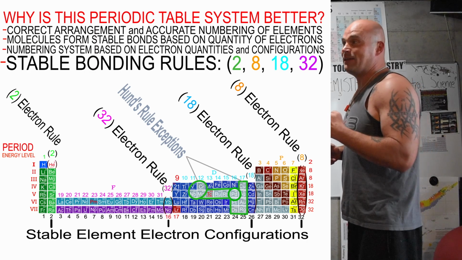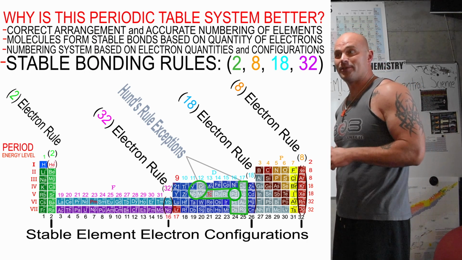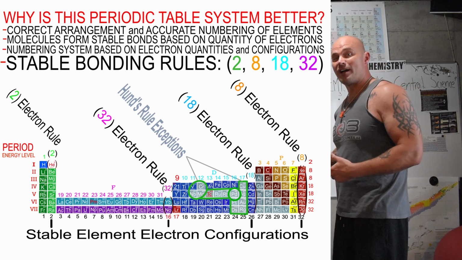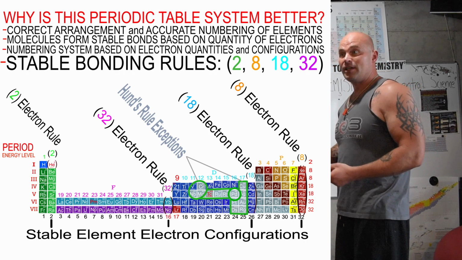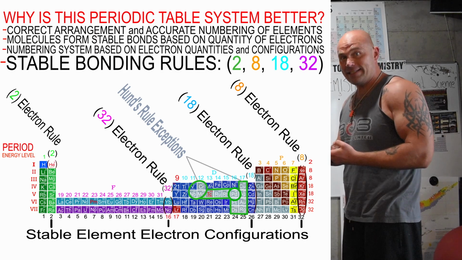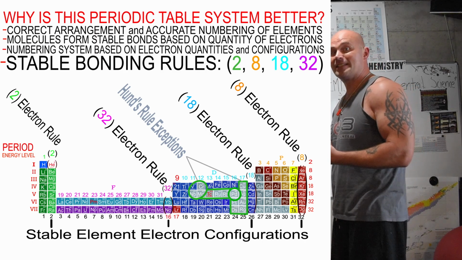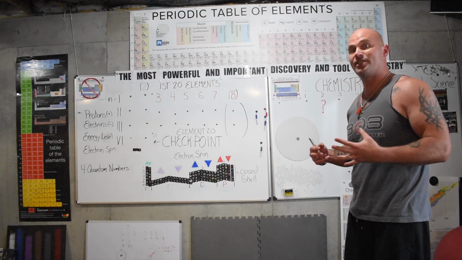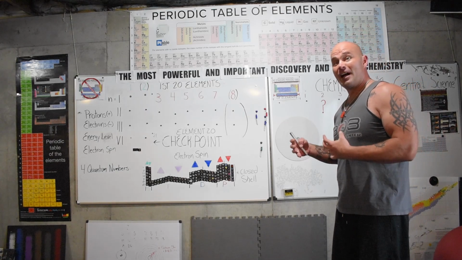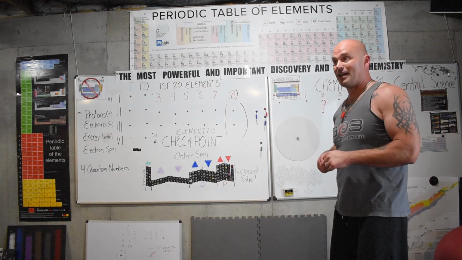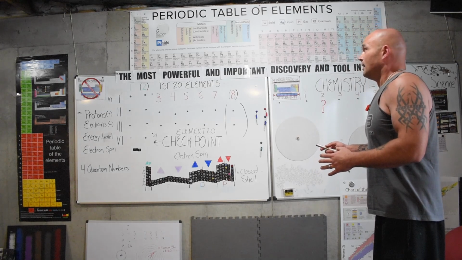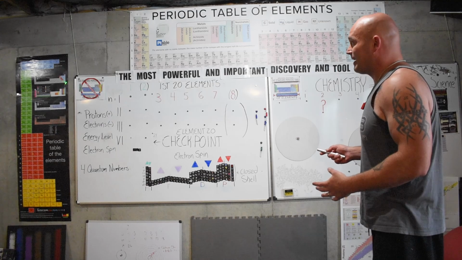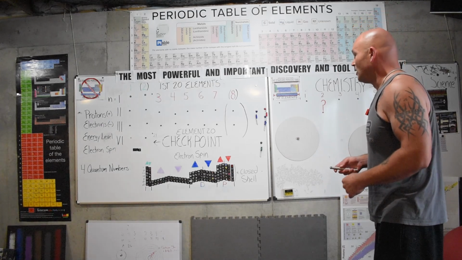There are essentially four stable bonding rules of chemistry: the duet rule, the octet rule, the 18 electron rule, and the 32 electron rule. So 2 electrons, 8 electrons, 18 electrons, and 32 electrons are your stable bonding rules. So chemistry is all about the electrons and the interactions of those electrons. This is apparent from the Genesis system of atoms, and it is not apparent from the standard periodic table.